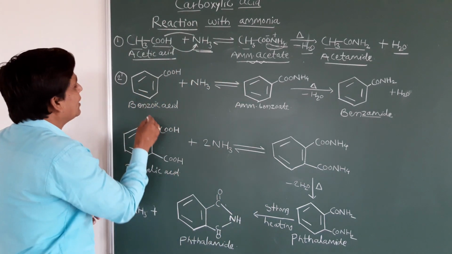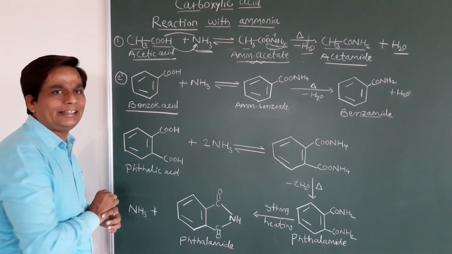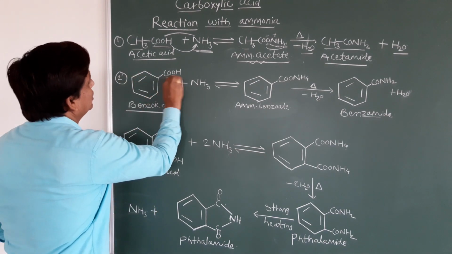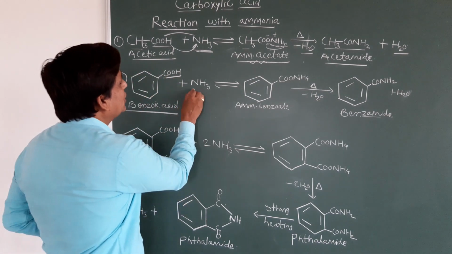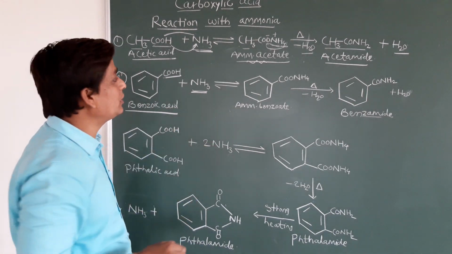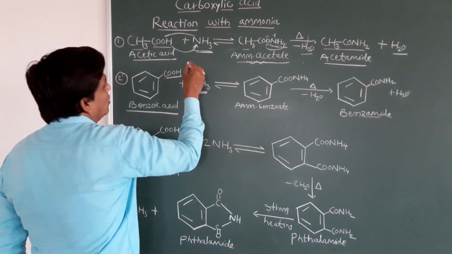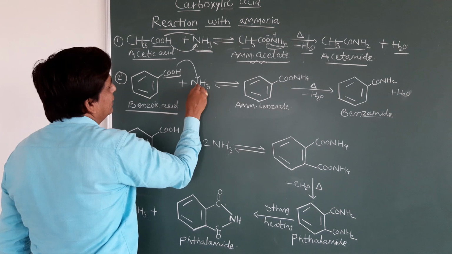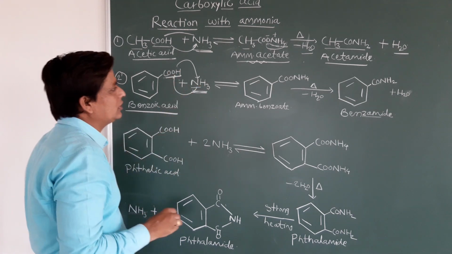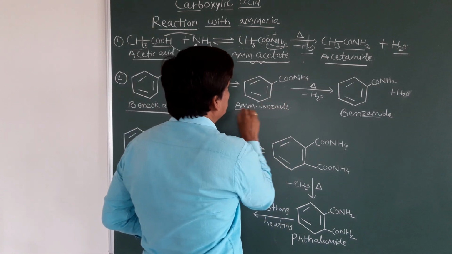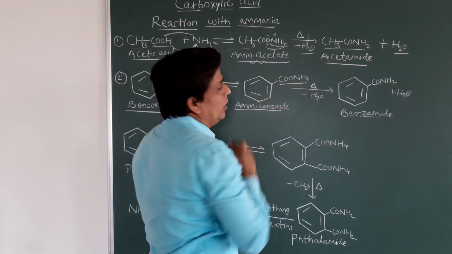See one more reaction. Here I have taken another example, benzoic acid, a benzene ring containing the carboxylic group. When this reacts with ammonia, it is a reversible reaction. The same mechanism goes on. Hydrogen is attached, and the whole NH4 group gets attached to this oxygen. What will we get? Ammonium benzoate, benzene C6H5COONH4.